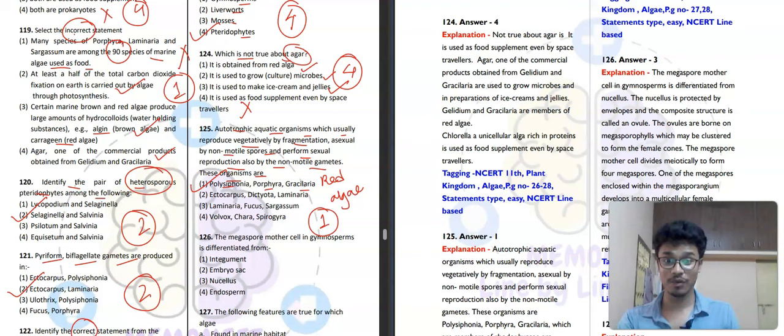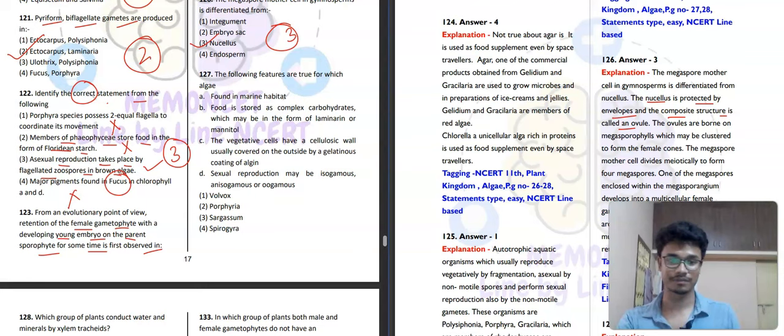The megaspore mother cell in gymnosperm is differentiated from integument, embryo sac, nucellus or endosperm. So the megaspore mother cell in gymnosperm is differentiated from the nucellus. The third option will be our correct answer for this question, because the nucellus is protected by the envelopes, and the composite structure is called an ovule. Moving towards the next question, 127.